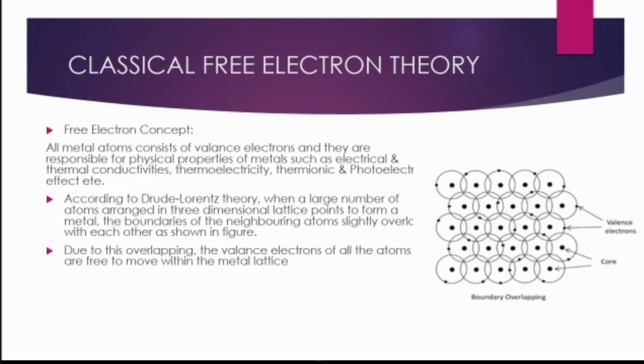According to Lorentz theory, when a large number of atoms are arranged in three-dimensional lattice points to form a metal, the boundaries of the neighboring atoms slightly overlap with each other as shown in the figure. Due to this overlapping, the valence electrons of all the atoms are free to move within the metal lattice.